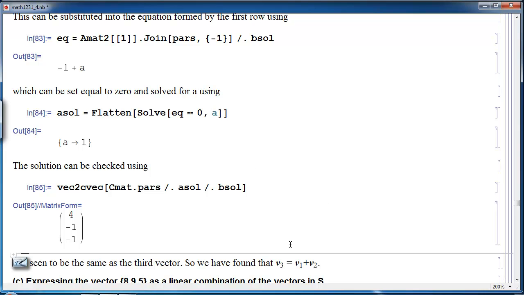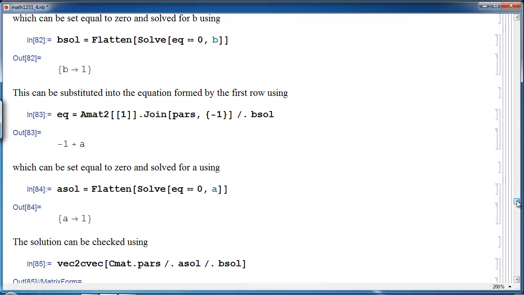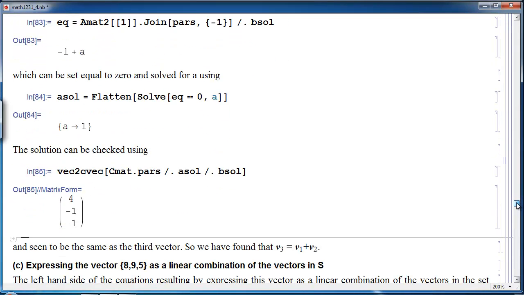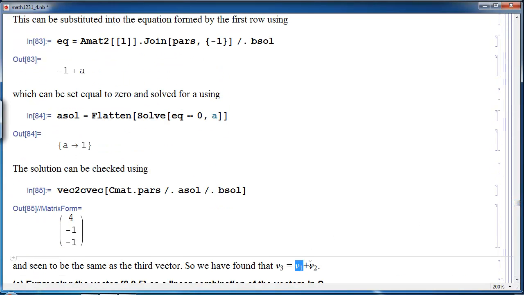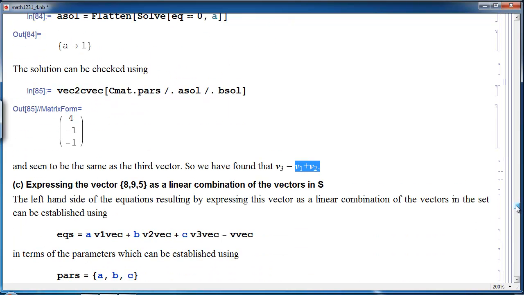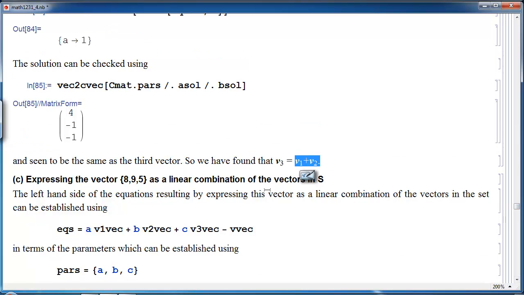So we've found that v3 is equal to v1 plus v2. So that's what we were after. And now we want to express this vector here as a linear combination of the vectors in S.